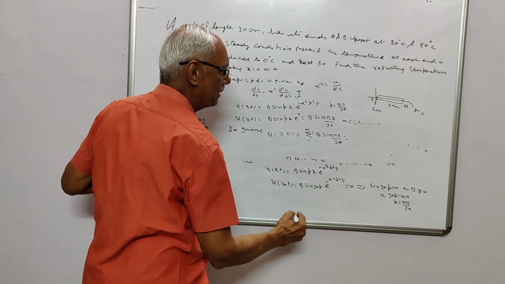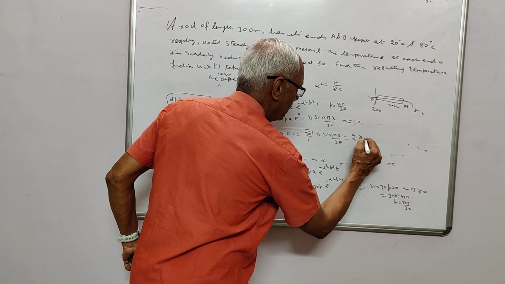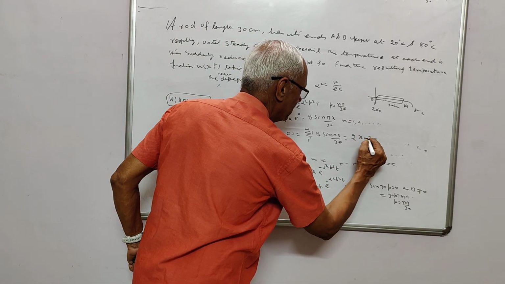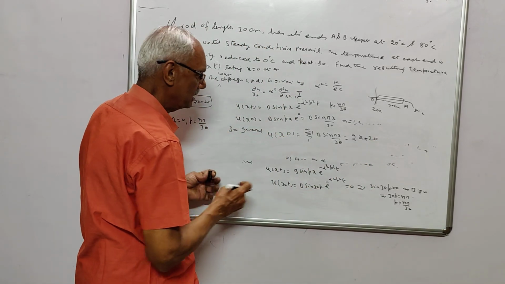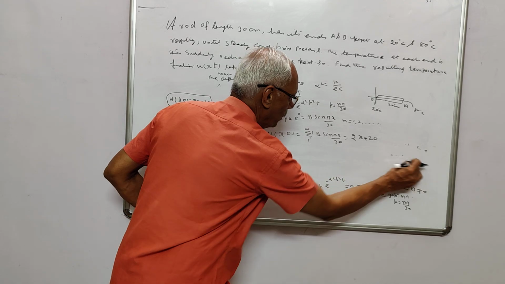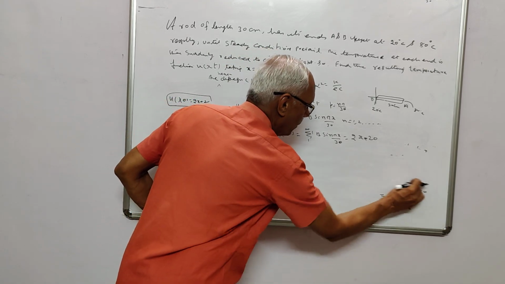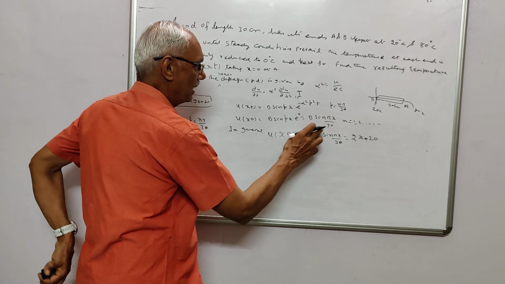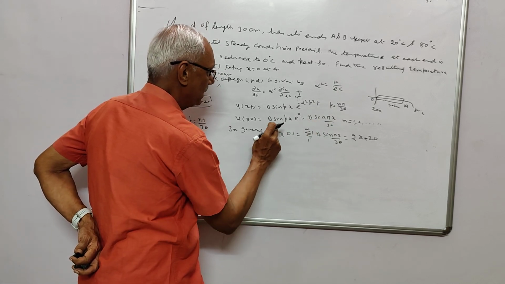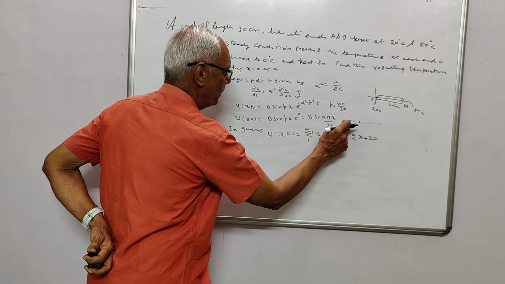But this is given to be equal to what? This is your 2x plus 20. So this function is given to be 2x plus 20, and therefore what do you get here now? So this is 2x plus 20. I have put 1 to infinity here because there are numerous points like this.